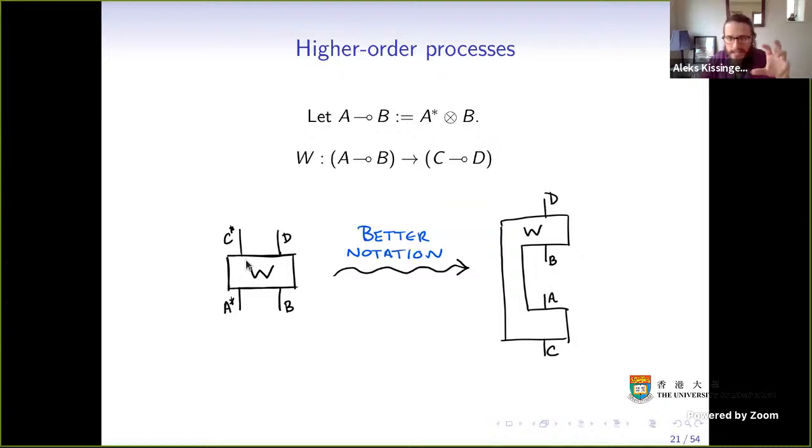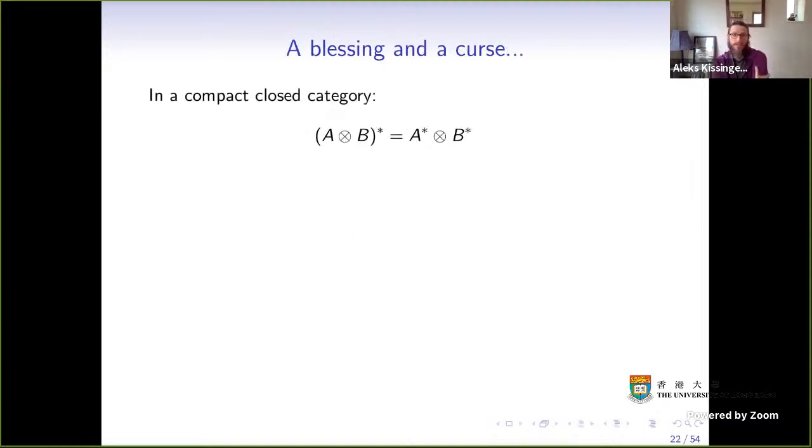And what's nice is because these pictures are so flexible, we can start to use these kind of familiar comb-like notations, right? So this suggests that if I plug a box in here of something going from A to B, I'll get something going from C to D out. Okay, so this gives us a nice language for higher order processes. But it's kind of a blessing and a curse. And the reason for that is that if I think about duals in a compact closed category, so if I take the tensor of 2 things and I take its dual, well, that's the tensor of the duals. Okay, so the dual of the tensor is the tensor of the duals. Okay, that seems like a nice property.